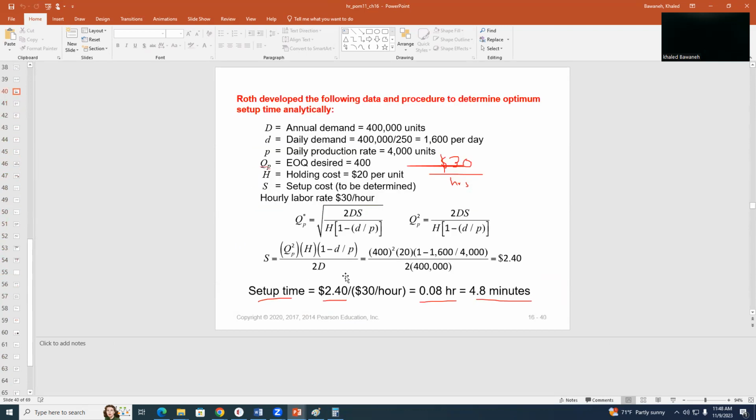Yeah, this equation. Yeah, that's what we are going to do. Exactly like what we did in chapter 16. We will find Q star and then find the setup time. Let's see how we do that.